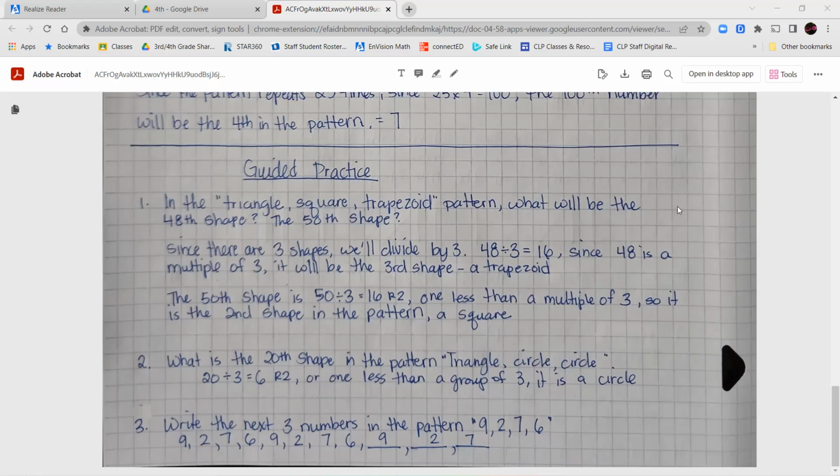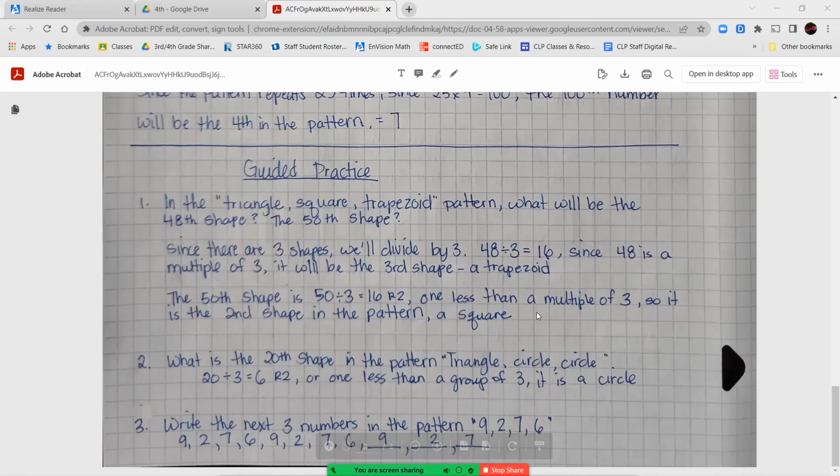Now, the 50th shape is going to be, if we do 50 divided by 3, we're going to have 16 with a remainder of 2. So that's going to be 2 more than the triangle or 1 less than the triangle. It's going to be the same shape in both positions. So since 50 divided by 3 is 1 less than a multiple of 3, because 51 divided by 3 would give us 17, that means it's going to be the 2nd shape in the pattern, the one that comes before the trapezoid, and that's going to be a square.